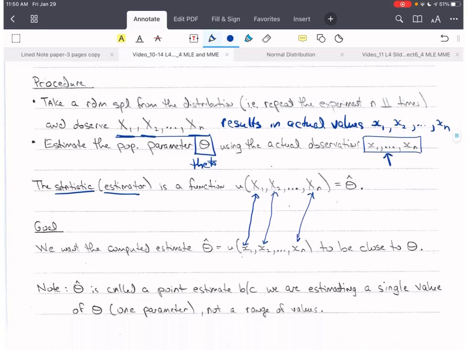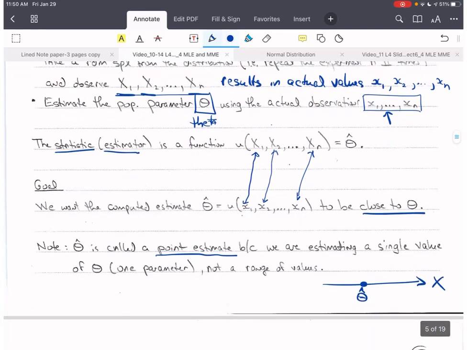Okay, so we want this computed estimate, this theta hat, to be close to the actual real value of theta, which we do not know. So theta hat is called a point estimate, and it's a point estimate because if we plot it, it's just going to be a single point on the line. I guess I should probably put that underneath the number line. Theta hat, okay? So theta hat is that value, and we could call this x if that's our random variable.